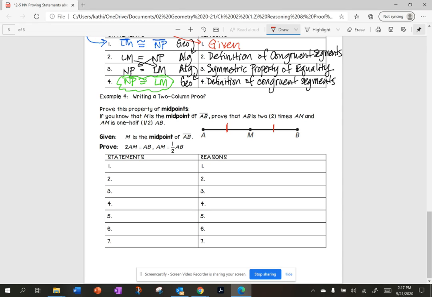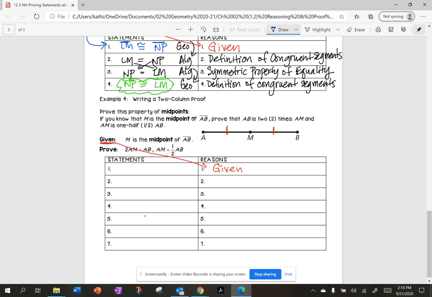So I always start with given. So I know the first reason is always going to be given. And what I have given is my first statement. So my first statement is M is the midpoint of segment AB. This goes to my first statement. M is the midpoint of segment AB.